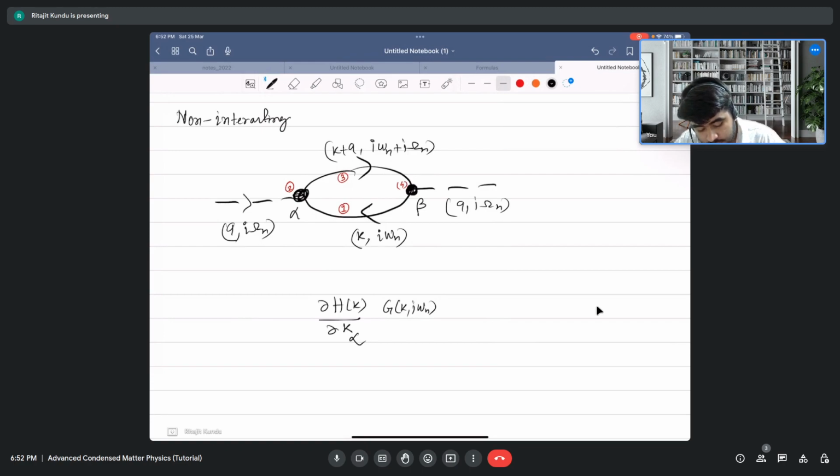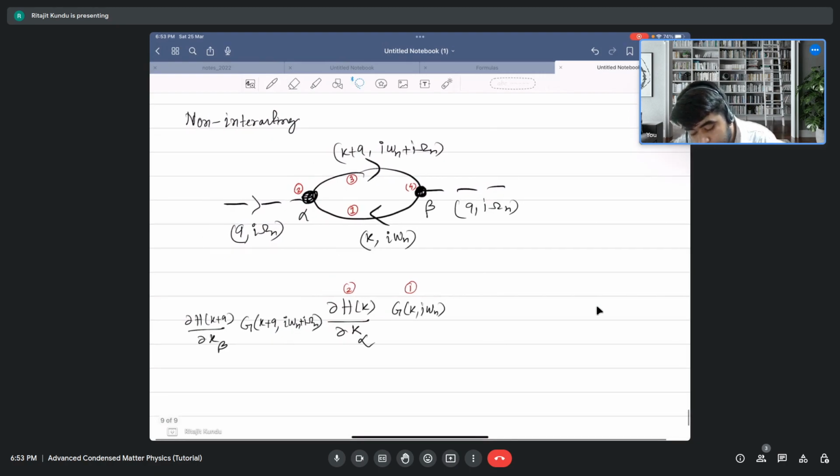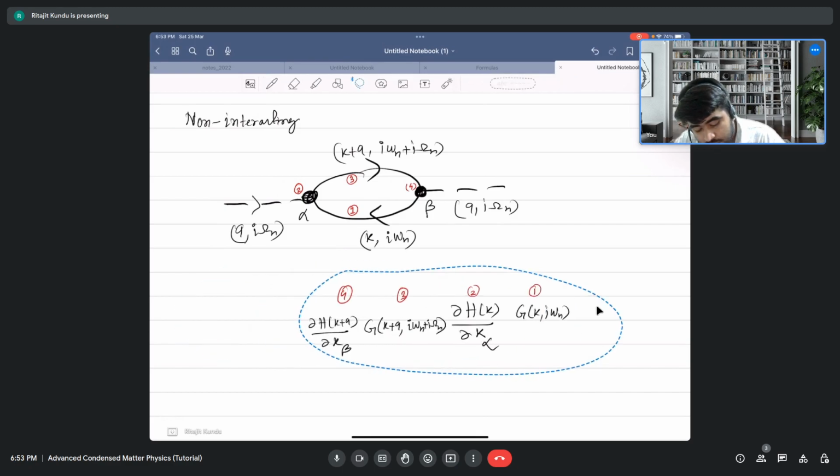So this is a matrix multiplication times, just to be clear, so this is my 1, so this is my 2, and then I have this other Green's function, right? So the Green's function 3, which is g k plus q I omega n plus I omega n, okay, times del h, so del h k plus q del k beta. Okay, so now it comes back to itself, 3 4, so it comes back to itself. So as a result, we will take a trace.